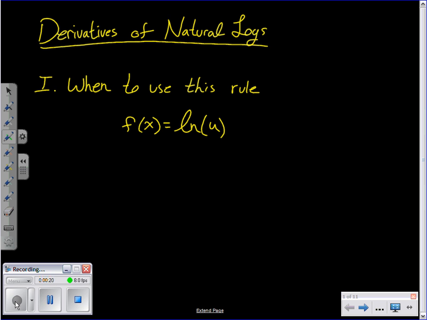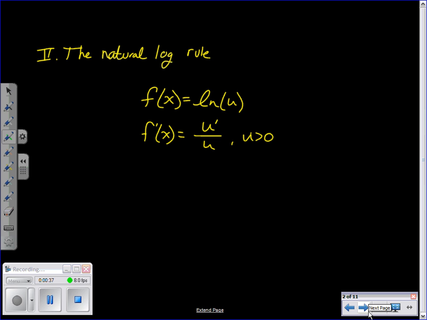So we're using that variable just to denote that if we have a function whose independent variable maybe is x, we could substitute whatever is inside the natural log for the variable u, and the derivative is going to work out really nicely. So let's see what the rule says. If I have f of x equals natural log u, f prime of x is equal to u prime divided by u, where u is greater than 0.